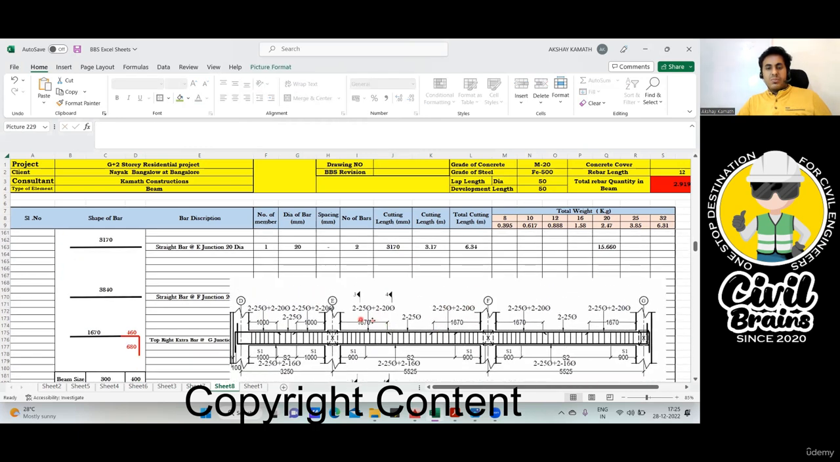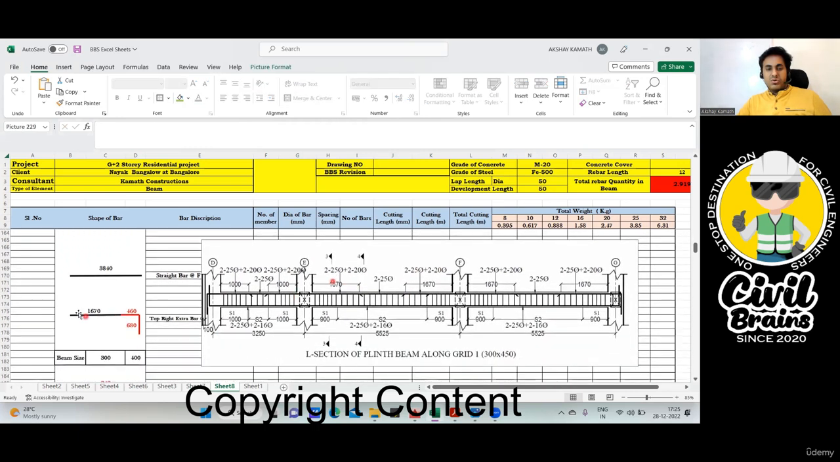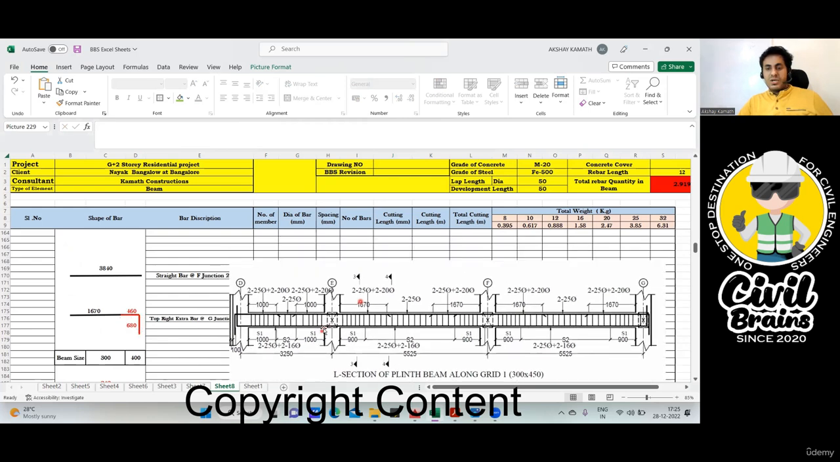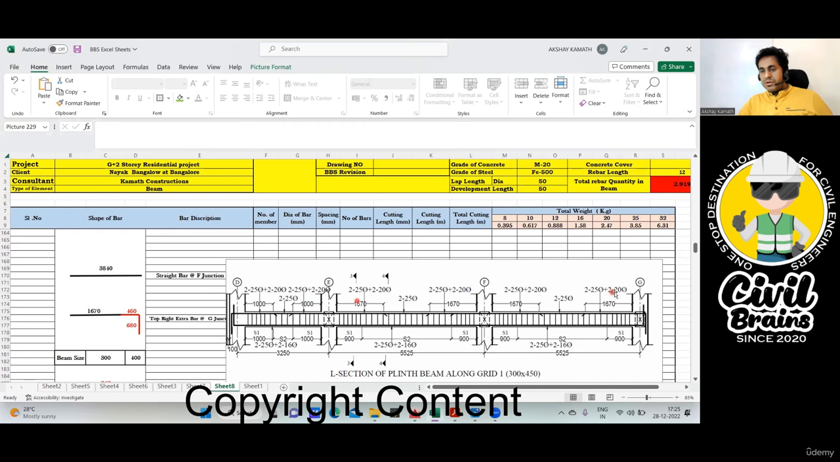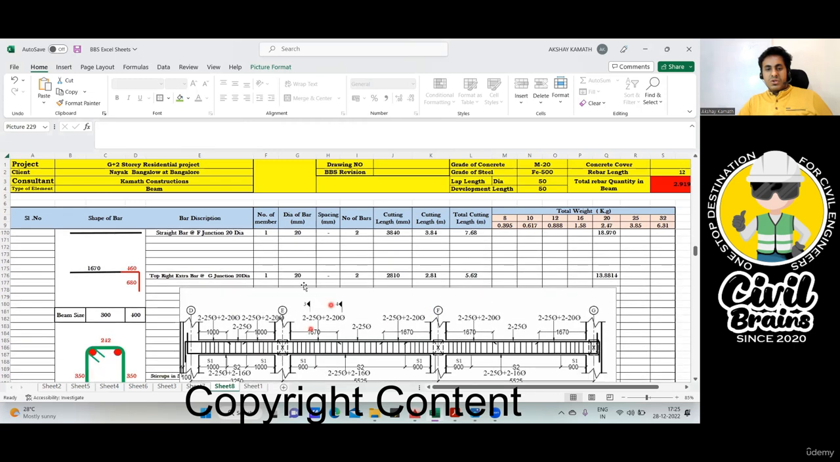Okay, fine. Now come to the top right extra. Top right extra again, 1670. So I've written 1670. Again, this portion will be 460. I've written 460. This will be development length minus 460. Got it? How many bars? It is 20 diameter 2 bar. So I've written here 20 diameter 2 bar. Accordingly, your cutting length, everything will be calculated. Got it?